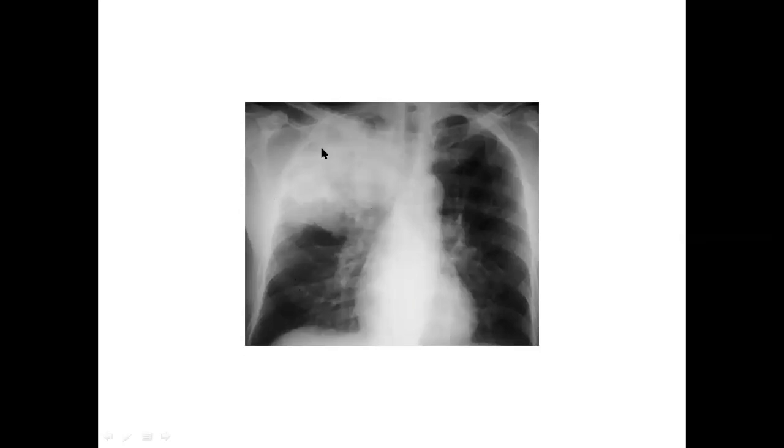You can see this is the right lung. So much consolidation is seen in the upper lobe. In the right lung, we have three lobes, right? So upper lobe, middle lobe, and the lower lobe. So the upper lobe is completely consolidated here.